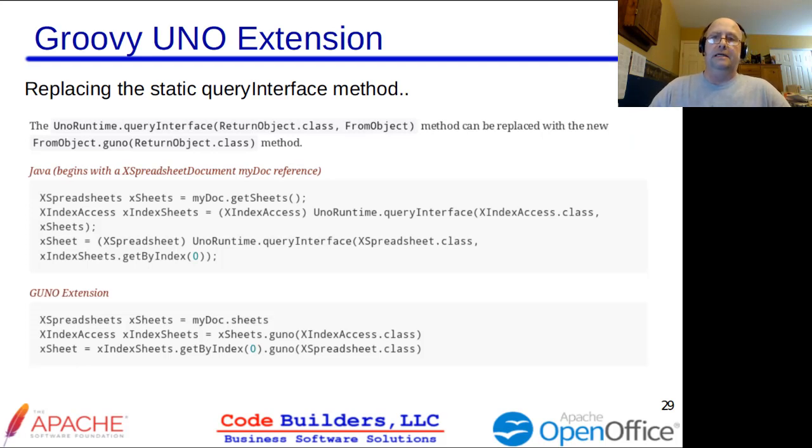The first thing is replacing the queryInterface method, that static method that we keep seeing. Here you can see we've replaced the static UnoRuntime queryInterface method that takes the return object class and the from object as arguments, and replaced it with an instance method called guno on the from object that takes only one argument, the object class that we're requesting. So it hasn't reduced the number of lines, but it's definitely reduced the amount of text.